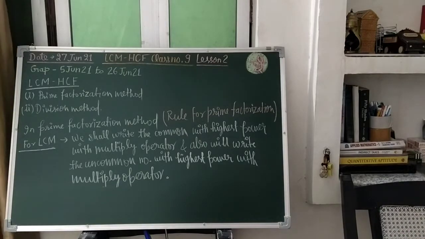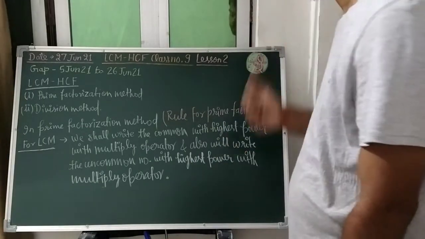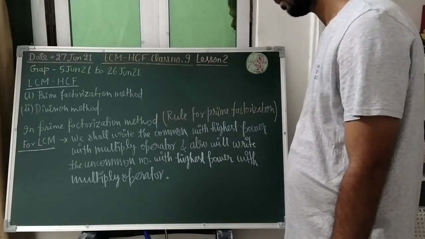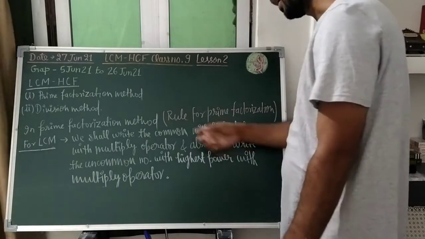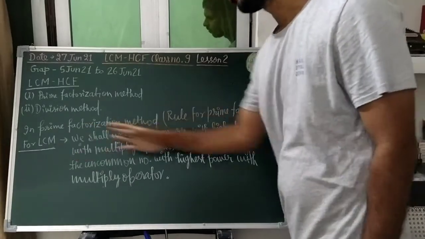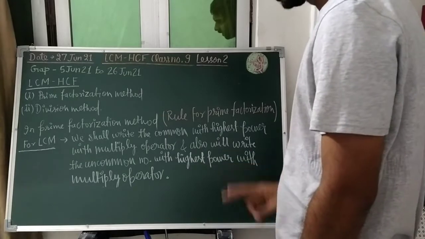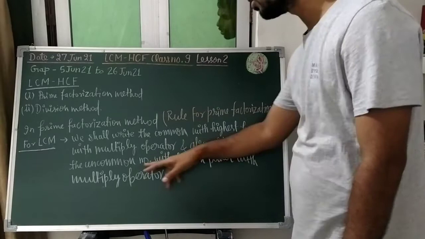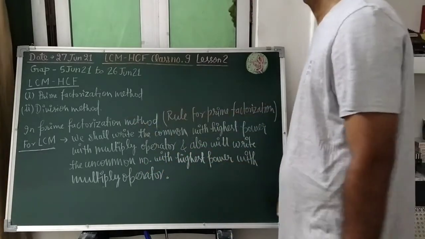Write down fast, students. So students, it is a rule for the prime factorization method. For LCM, we shall write the common number with highest power with multiply operator, and we will write the uncommon numbers as well with highest power with multiply operator in the case of LCM.